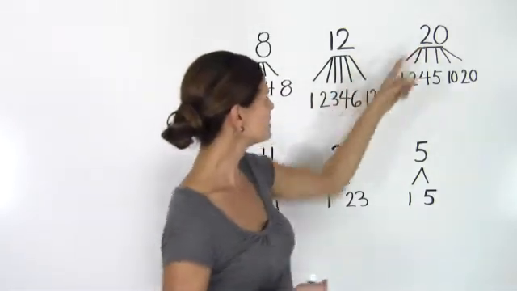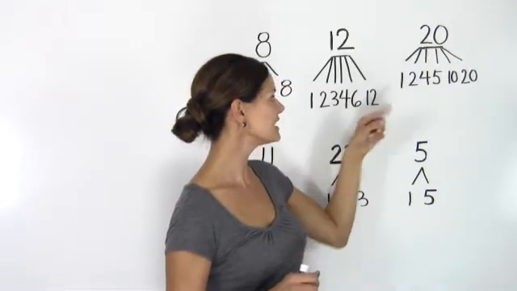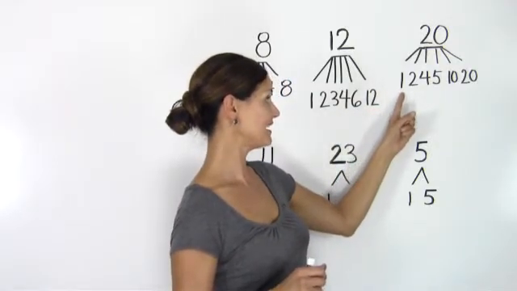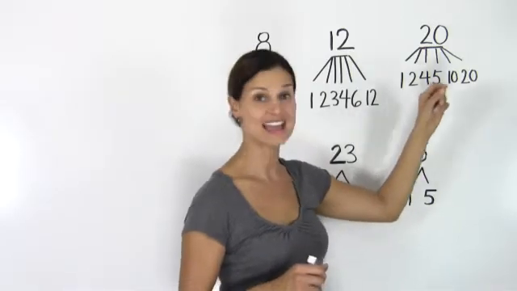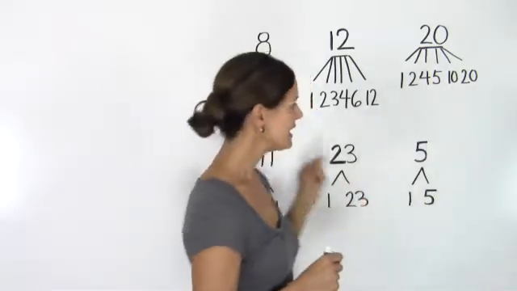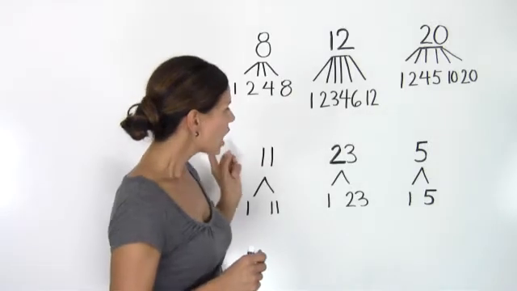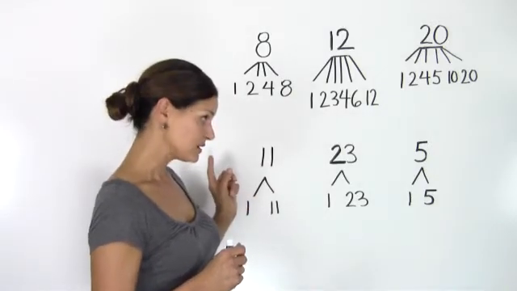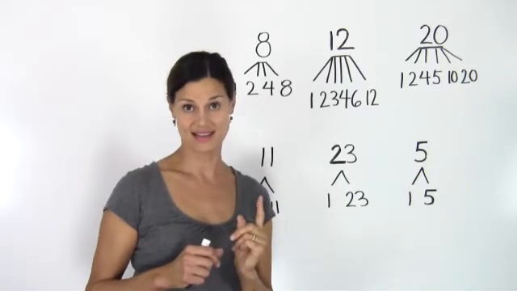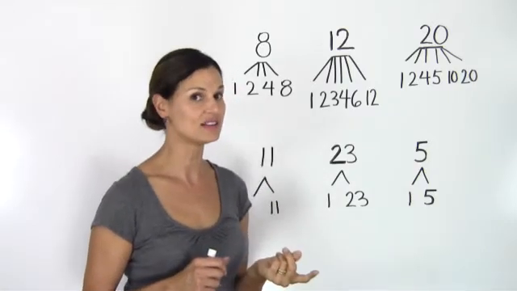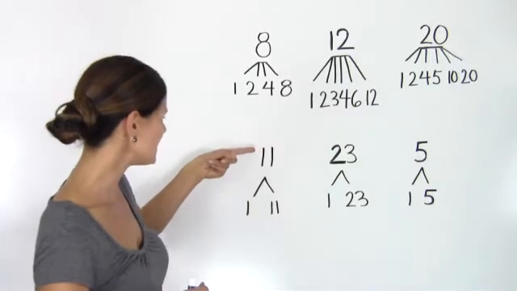Let's look at 20. 20 also has a lot of factors, 6 of them. The numbers 1, 2, 4, 5, 10, and 20. Now prime numbers are whole numbers with exactly 2 factors, the number 1 and the number itself. So let's look at a few examples here.